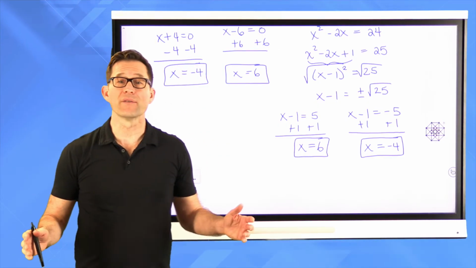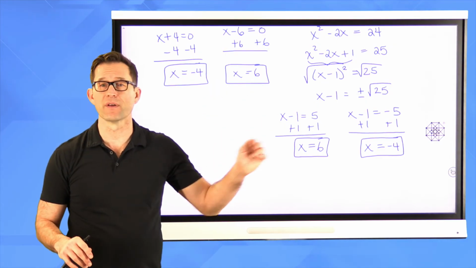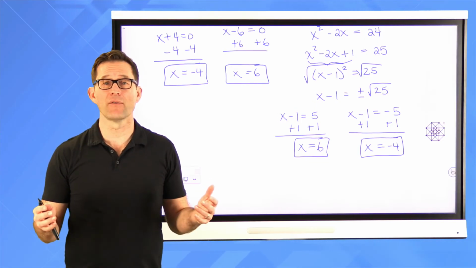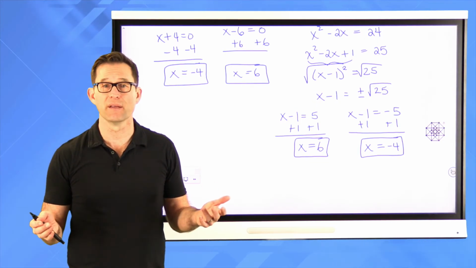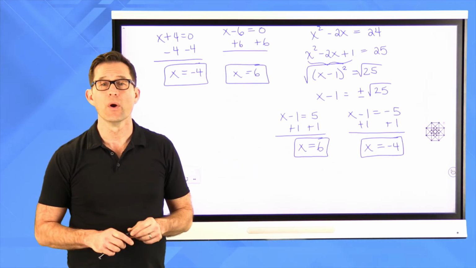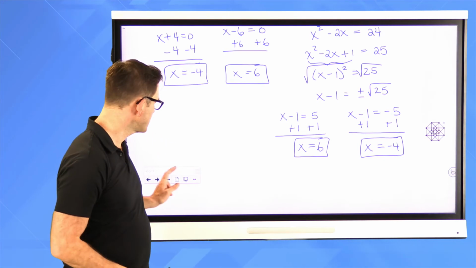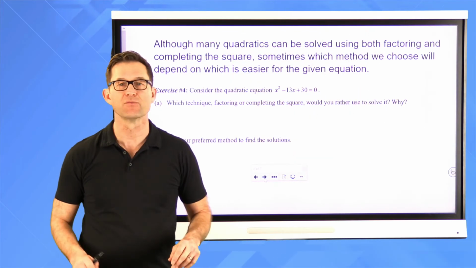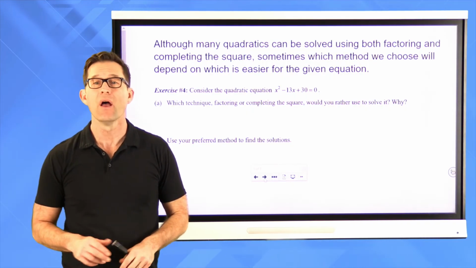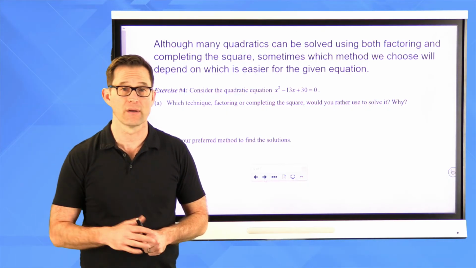Okay, so we've got two techniques, both perfectly valid, both perfectly good in terms of solving this equation. Now, again, there's many times when you have to solve a quadratic and it doesn't matter which technique you use. Whether you use factoring or completing the square, that choice is up to you. But you do need to know how to use both of them, all right? Now, let's say that we have a situation, though, where we've got some choice. Although many quadratics can be solved using both factoring and completing the square, sometimes which method we choose will depend on which is easier for the given equation, all right?